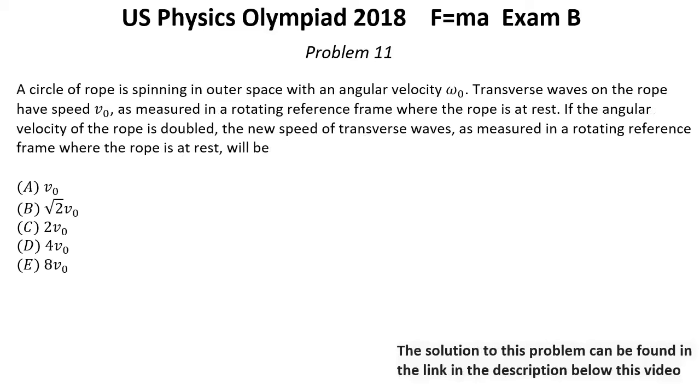Problem number 11. A circle of rope is spinning in outer space with an angular velocity ω0. Transverse waves on the rope have a speed v0 as measured in the rotating reference frame where the rope is at rest. If the angular velocity of the rope is doubled, the new speed of transverse waves as measured in the rotating reference frame where the rope is at rest will be the next one.